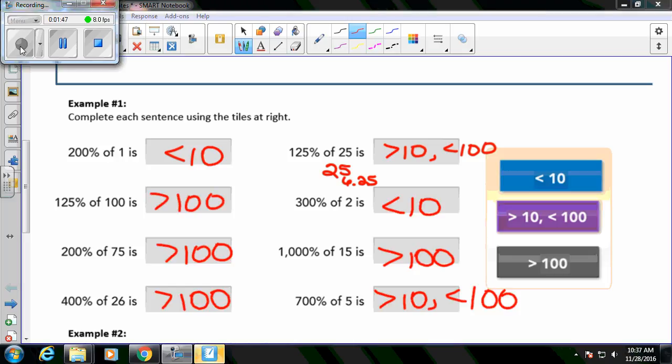Okay. So, do you agree with any of these? Or I should say, do you agree with all of these? If you don't, do me a favor and put a star so we can discuss them tomorrow. Some of these were tricky.